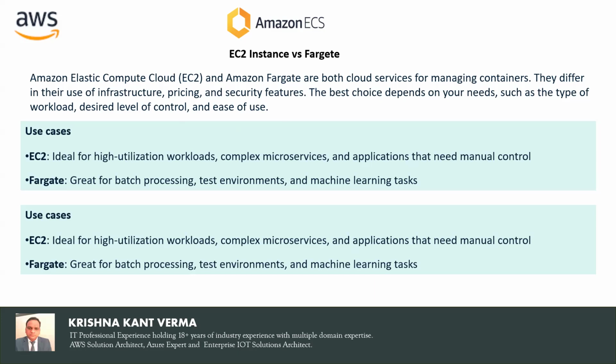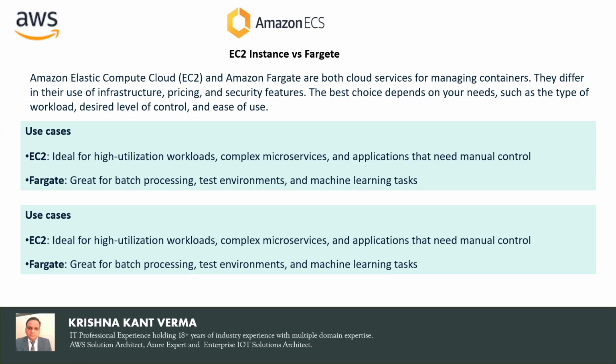These are the use cases. EC2 instance is ideal for high utilization workloads, complex microservices, and applications that need manual control, depending on the nature of the application we are going to deploy. If we need access to the underlying infrastructure configured to run our container-based application, like if we select EC2 instances and Linux EC2 instances are launched in the background, and we need some manual intervention and SSH to connect to that infrastructure, in that case EC2 is the ideal option.